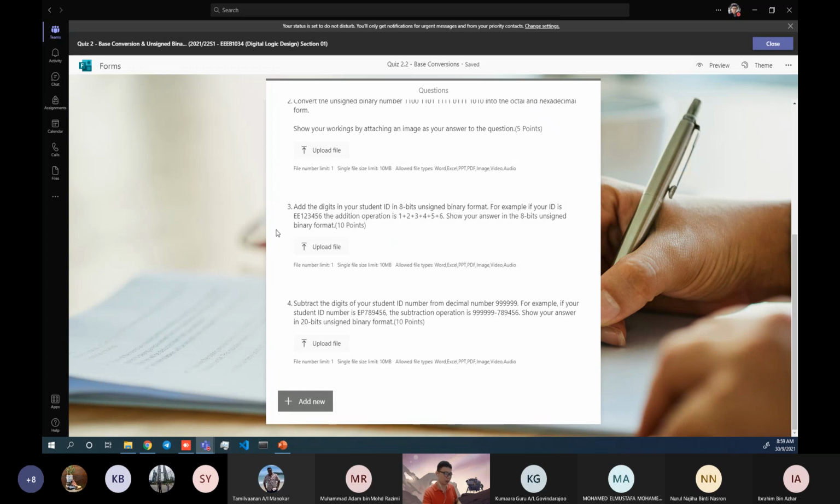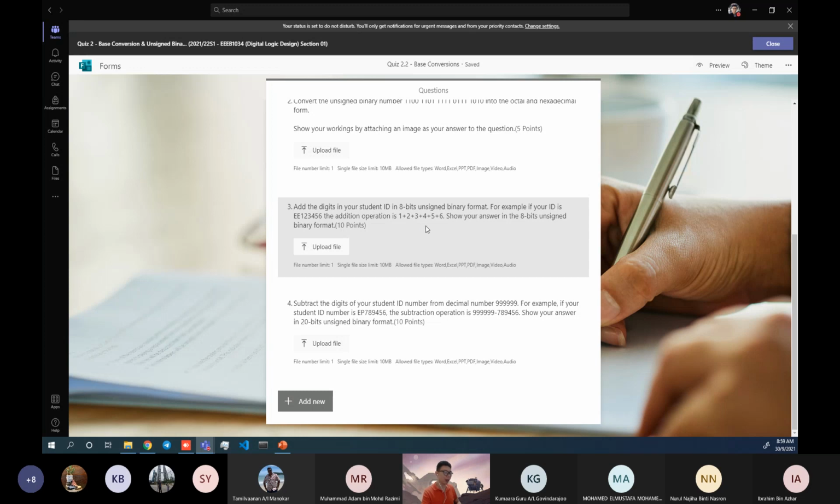And question 3 and question 4 depend on your ID number. So question 3 requires you to add all the digits in your ID number. The example over here is if your ID is 1, 2, 3, 4, 5, 6, you can add them over here like that. And then your answer must be in an unsigned binary format. There are actually two ways of doing this. You can add them in decimal and then convert them. That's one way of doing it. But you can also convert them to binary first, and then you add them in binary, and that should give you the same answer. Whichever method you use, you should produce the same result of the addition.